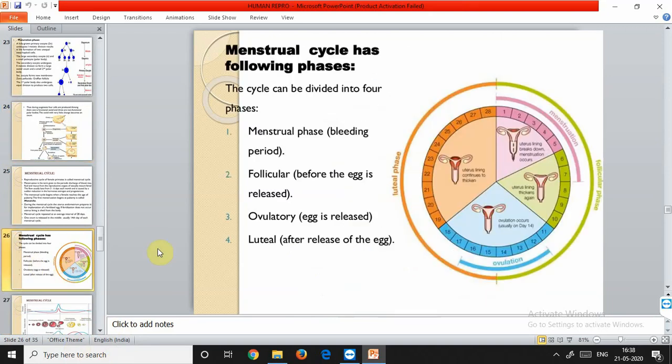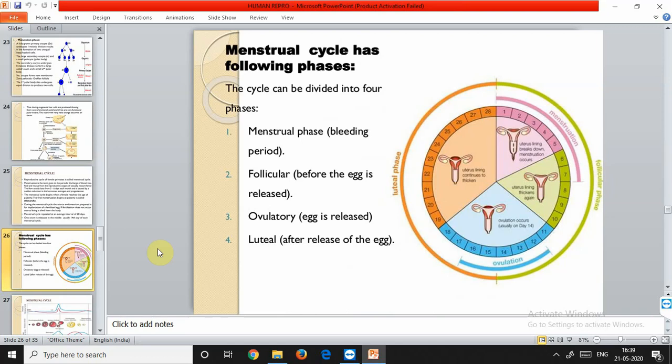Now we'll talk about the menstrual cycle. The menstrual cycle is a very important event in human females, and not only in humans, in some other animals also this cycle occurs, but it is not called the menstrual cycle in others; it is called the cycle of primates, and it is a lot easier and much less complex as compared to the cycle of humans, that is the menstrual cycle.